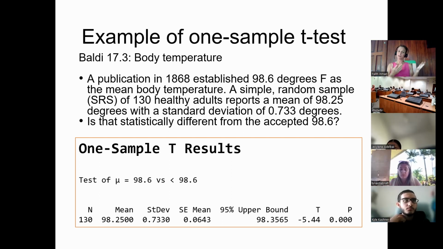This group of 130 healthy adults has a body temperature that is significantly different than the established mean of 98.6. I wonder why. Has human body temperature changed over time? Was that established mean not a very accurate mean to begin with? I'd like to look into that more. I've read something about this, and I'm actually curious to know.